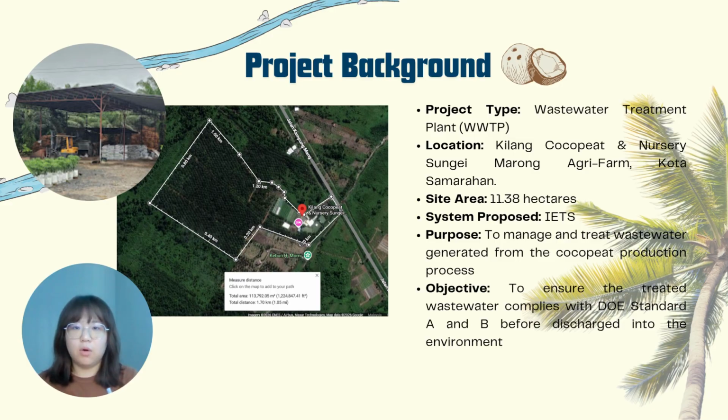Next is our project breakdown. The figure shows the location of Kilang Kokope and Nursery Sungai Marong Agrifen, and the size of the area is about 11.38 hectares, measured by Google Maps. The purpose of this project is to manage and treat wastewater generated from the cocoa production process and to ensure the wastewater complies with the EQA Standard A and B before discharge to the environment.